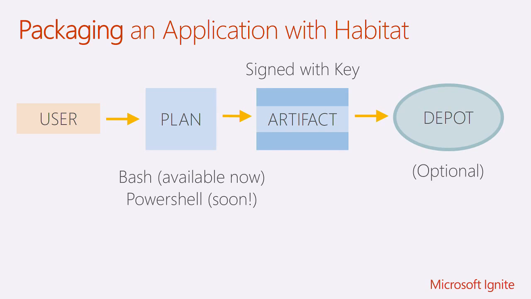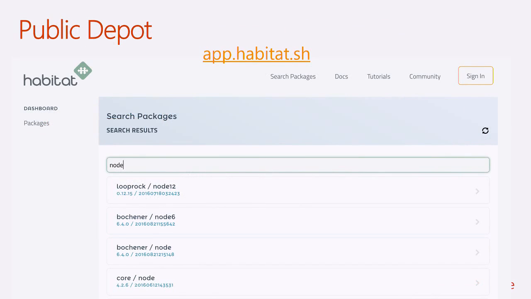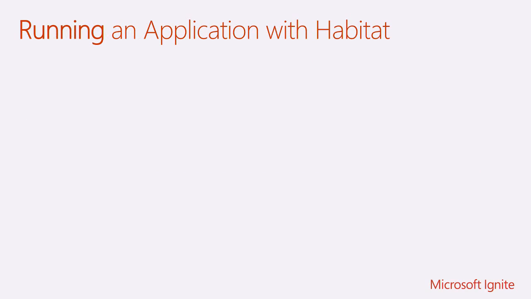This is our public artifact repository where you can find Habitat packages from developers all over the world. So this is what that public depot looks like. You can access it at app.habitat.sh, and I've been searching for a node package. We're going to use that core node package down at the very bottom in a demo in just a little bit. So that's how you package an application with Habitat.